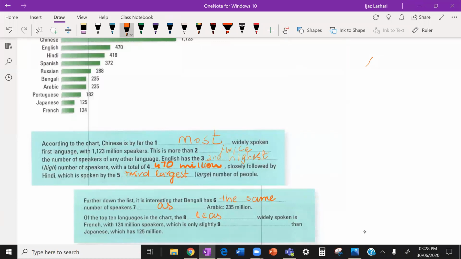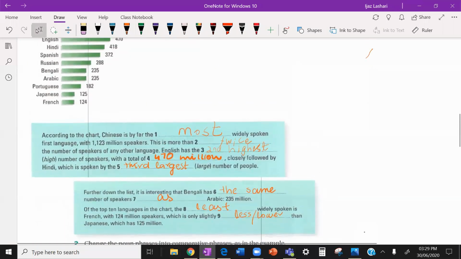Least widely spoken. Yes, Arif, that's right. Least widely spoken is French, with 124 million speakers, which is only slightly... can you use another comparative here? Slightly less, that's right. Less or lower. Less or you can say lower than. Less than or lower than Japanese, which has 125 million.